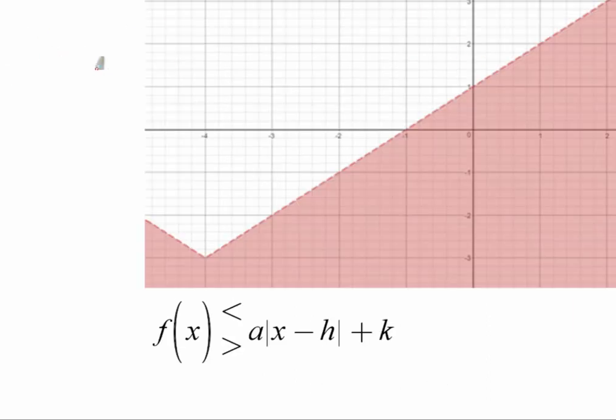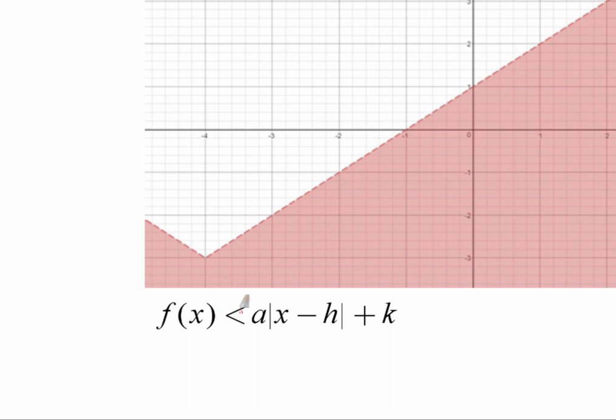All right, so once again, I'm going to go through the same process. We're shaded below. That tells me that this is less than. And this is a dashed line, so I don't need my equal to bar. So this is just a less than. I want to use my slope. So here's my vertex. Here's one other point. So that is up 1 and over 1. So A is just 1. And if it's 1, I don't need to have it there.